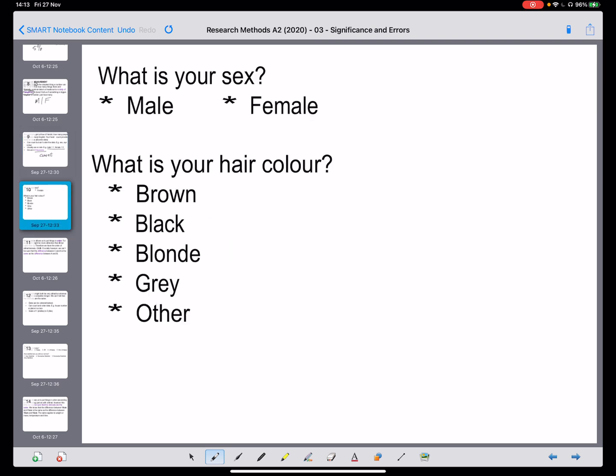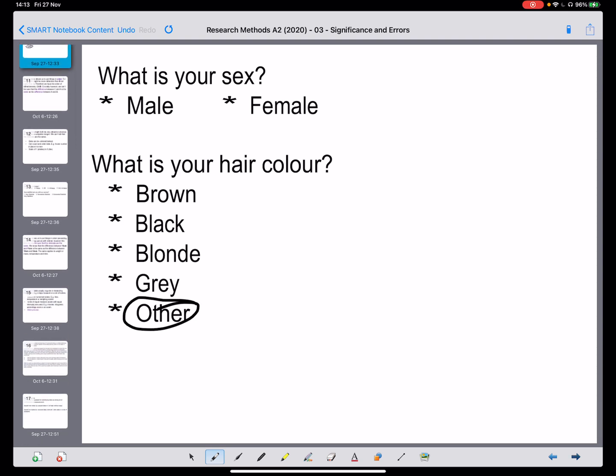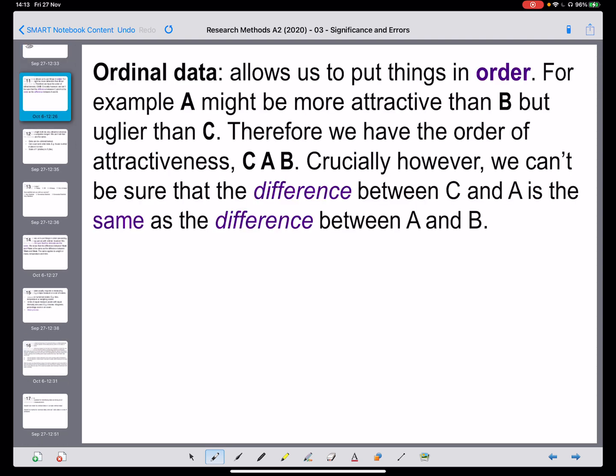So these are examples here: male or female. What is your hair color? And we can even have something like this, other, allowing you to put it into some kind of category there. So if we appreciate that there's not much we can do with that, we perhaps need to take it up one more level. And the next level up from this, because it does say levels of measurement, is ordinal data. Now, in most of the inferential statistics, what we are concerned with is that it is at least ordinal.